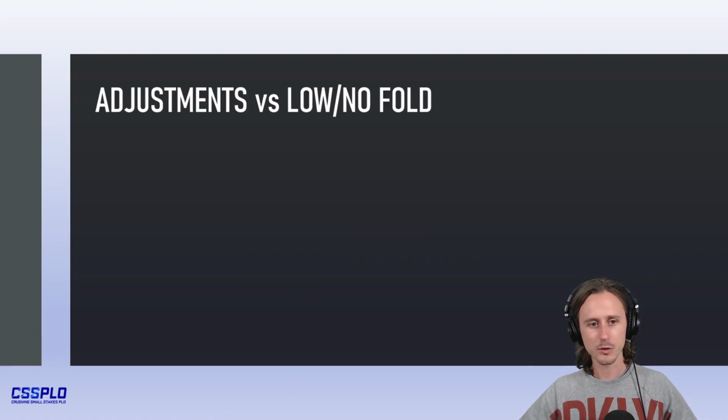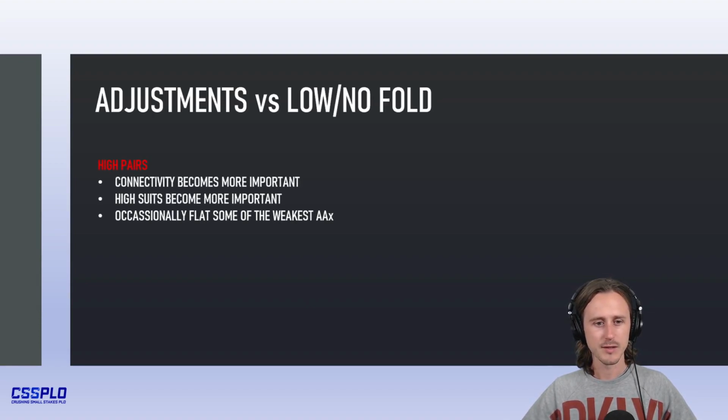Okay, let's look into some more adjustments here before we wrap up this session of today. High pairs. With high pairs, it's extremely important to become more connected when your opponents fold less. We already saw something similar in the versus 3-bet situation, where we did adjust our 3-bet strategy. And here we see very similar outcomes again in a way. Connectivity becomes more important, high suits become more important, and occasionally we want to flat some of the weakest aces instead of going for the squeeze, because even those hands benefit occasionally from fold equity, especially the weakest rainbow ones. So these are some adjustments we want to make versus a low fold, no fold.